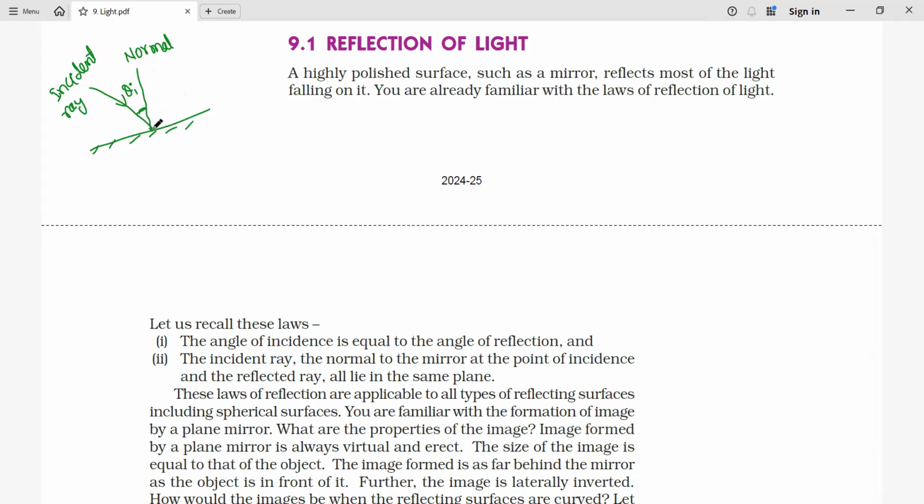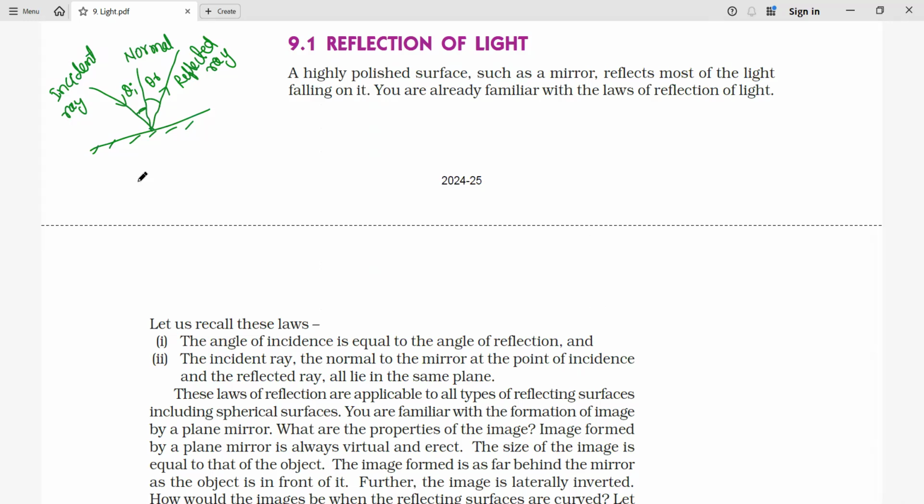Now at the point of the normal, after this interaction, what happened? It bounces back into the same medium, the same medium in which it came. So this angle is the angle of reflection, and this ray is called the reflected ray. So here you have the incident ray, the normal, and the reflected ray.